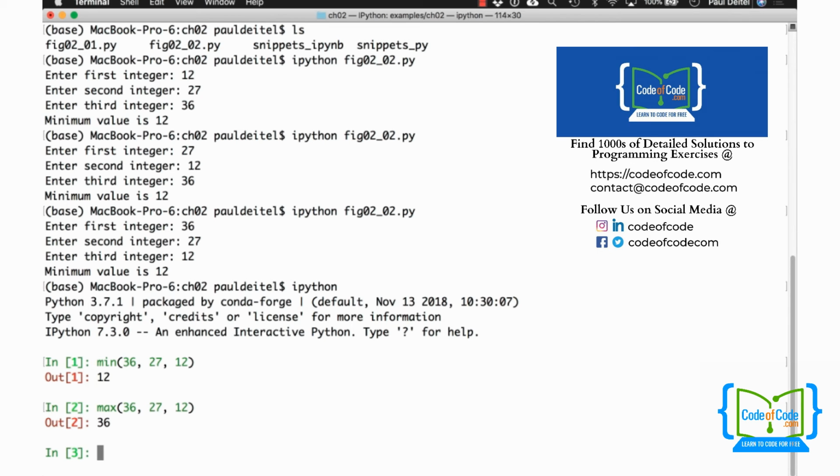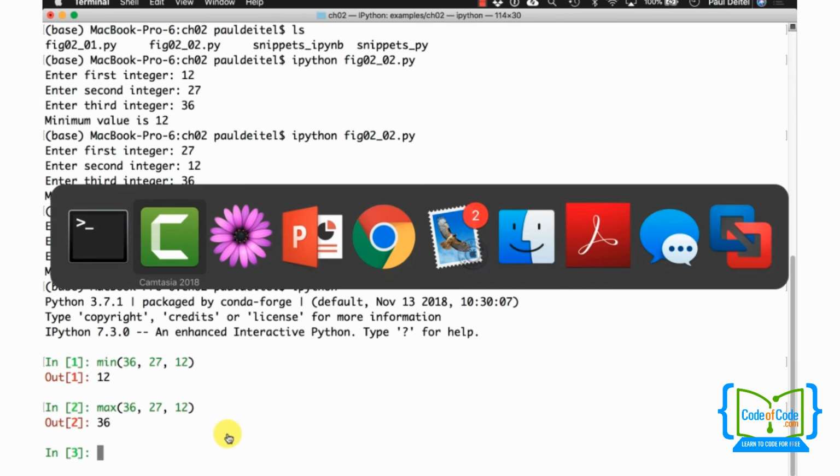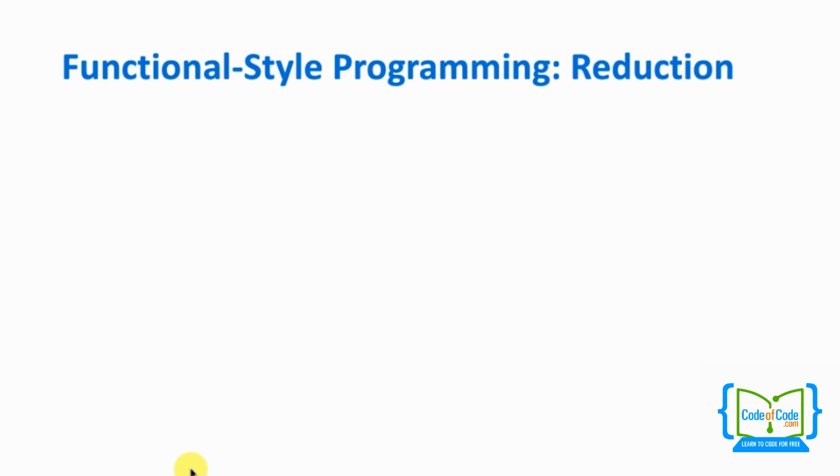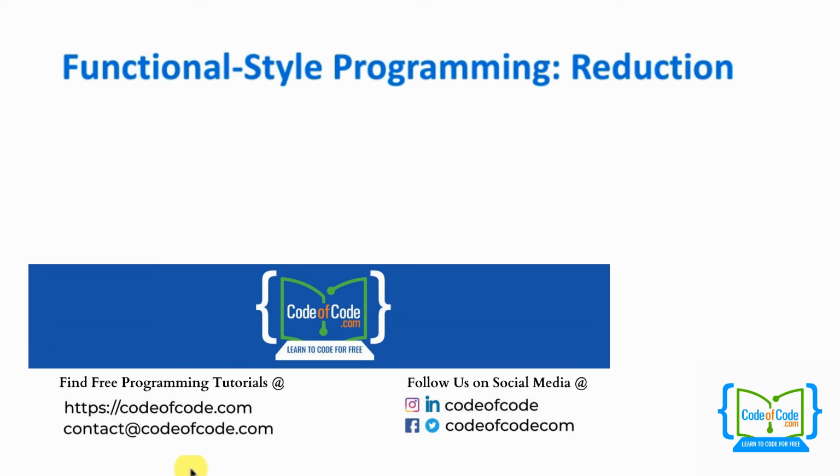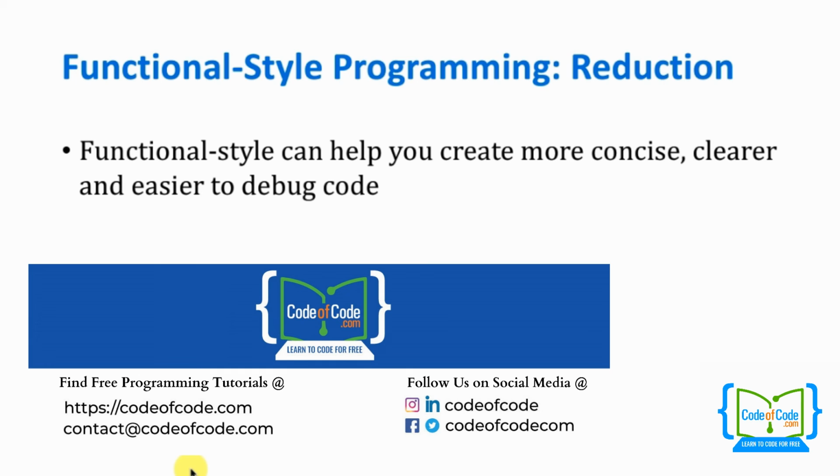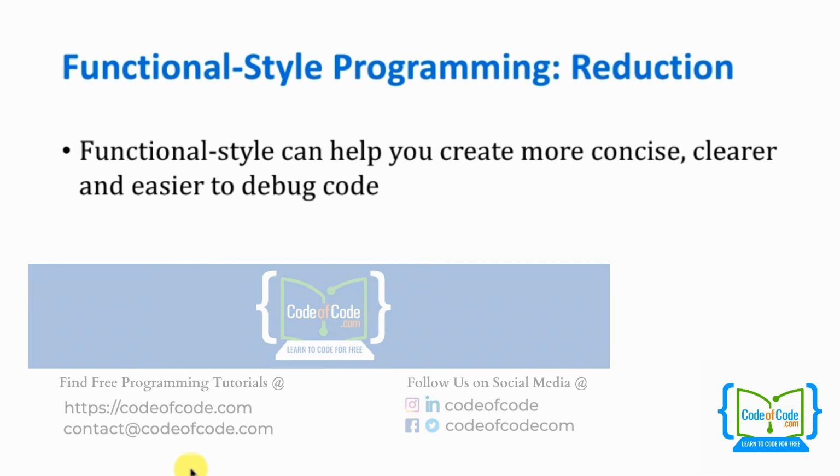Now, there's something else I want to talk about in the context of min and max here, and for that, let me switch back over to the PowerPoint slides. Min and max are actually examples of a little bit of functional style programming in Python, and specifically they're a functional style programming concept called reductions. A reduction is something that actually takes a whole bunch of values and reduces them down to a single value. And one of the benefits that you get out of using reductions like min and max and other functional style techniques is that they can help you write code that's more concise, clearer, and easier to debug as well.